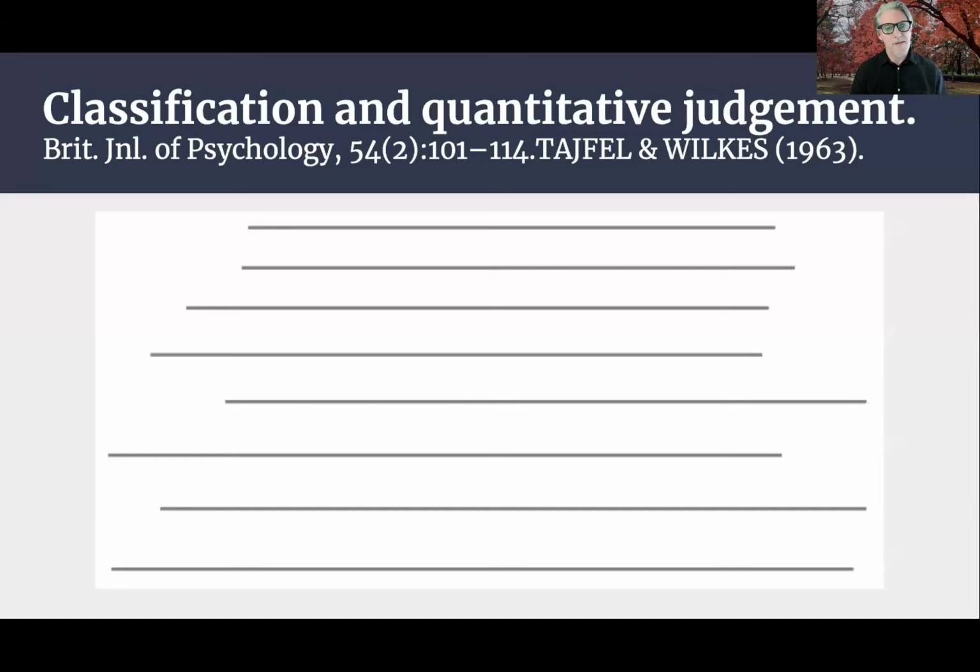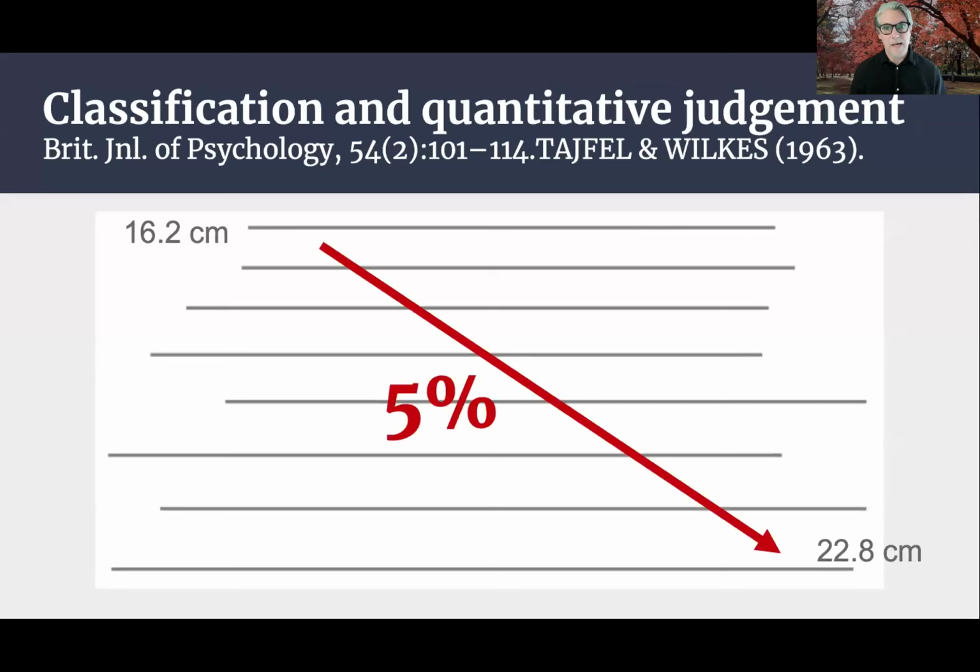And these are special lines because they increase at a regular rate. The shortest line is 16.2 centimeters, and the longest line is 22.8 centimeters. And in between, there are a number of lines, and they all increase by 5% in length. Okay. So you're thinking, what on earth can a bunch of lines do, how does that help us investigate stereotyping and social prejudice? Well, this is the experiment that he carried out.